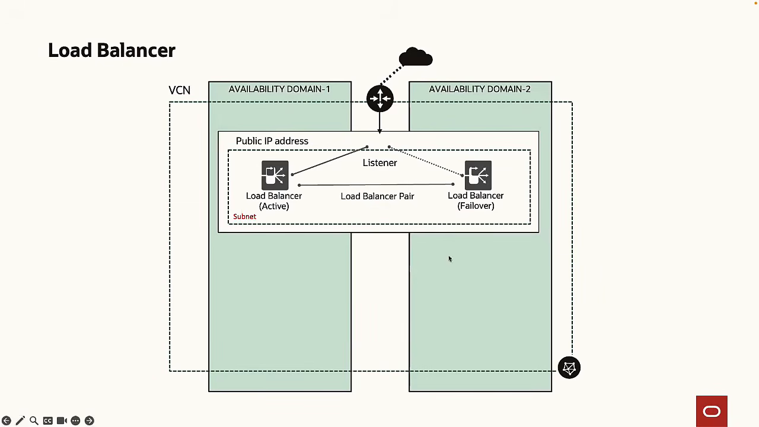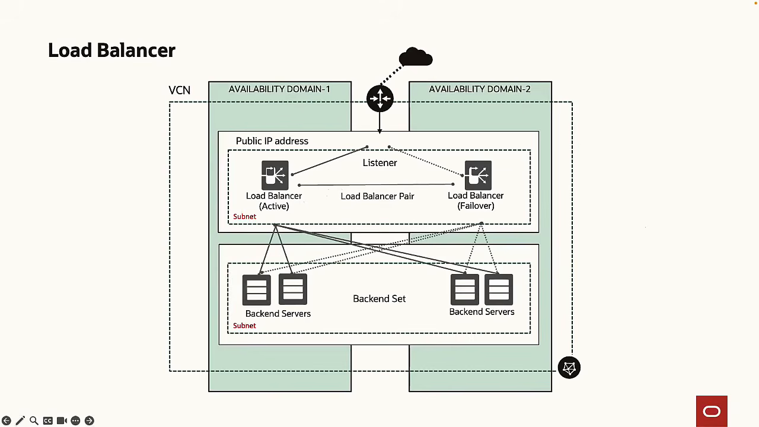So in this subnet, we have our public IP address with our active load balancer, and then the failover load balancer pair. And then below that, we have another subnet housing our backend set with four backend servers distributed among both of these ADs. So quickly going through the flow of traffic of this diagram, a connection is going to come in.